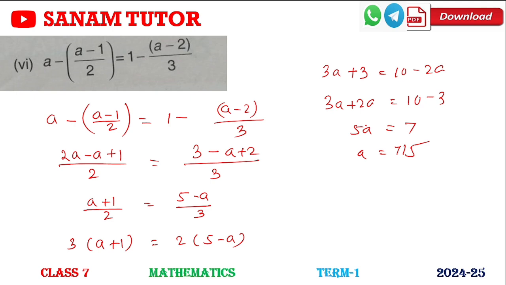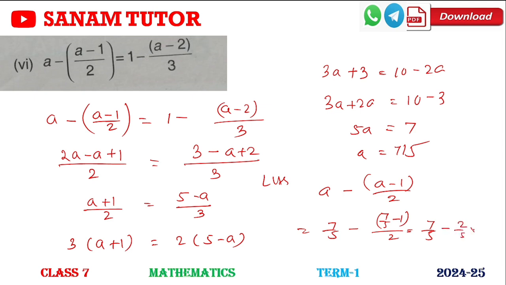Okay, suppose LHS, how much? A minus 1 divided by 2, put the value 7 by 5, 7 by 5 minus 1 divided by 2. So 7 by 5, here take LCM as 5, 7 minus 5, 2 by 5. So 2 by 5 into 1 by 2. So 2 cancel, take LCM as 5, 7 minus 1, 6, 6 by 5. Similarly, find RHS, same, the answer will be 6 by 5. Now proved or verified. Okay.